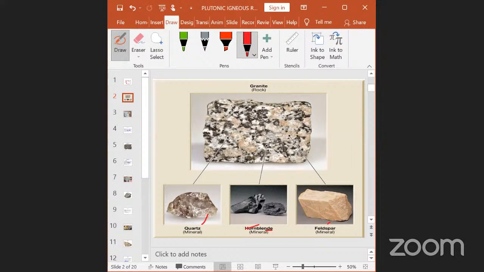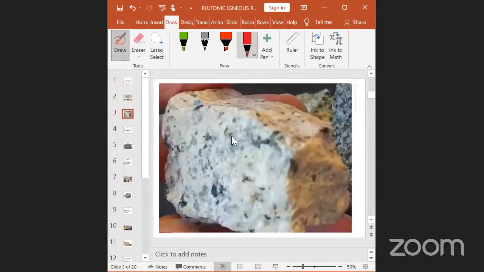These rocks contain 65% to 80% silica, right? 65 to 80%. So you see, the white color indicates quartz, the black minerals are hornblende, and the light color indicates feldspar. This is the granite rock. And also biotite, you see, this is also granite rock.